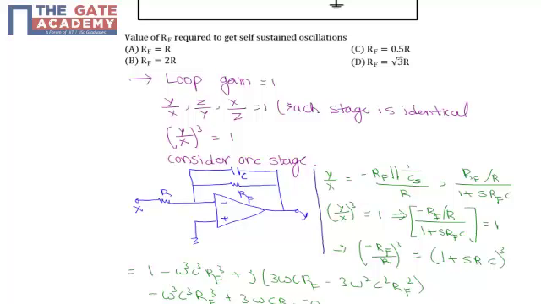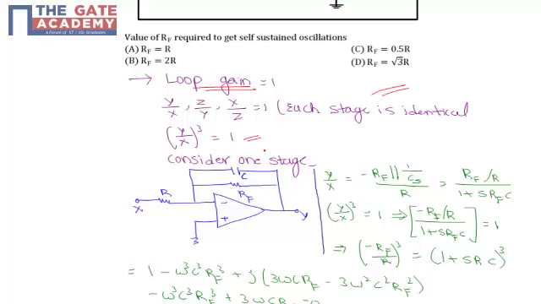For the above circuit, the loop gain will be 1. So Y by X, Z by Y, and X by Z will be 1. Each stage here is identical, so (Y by X) cubed will be equal to 1.